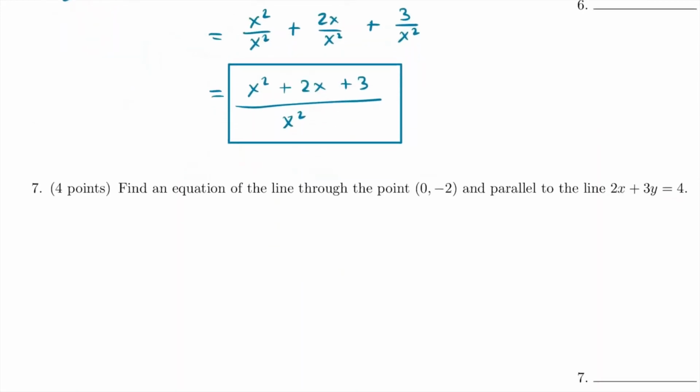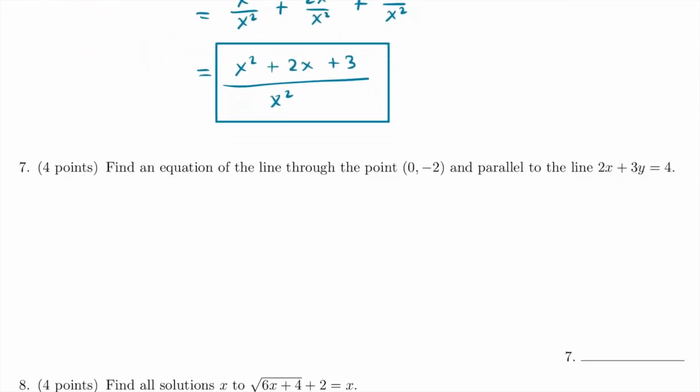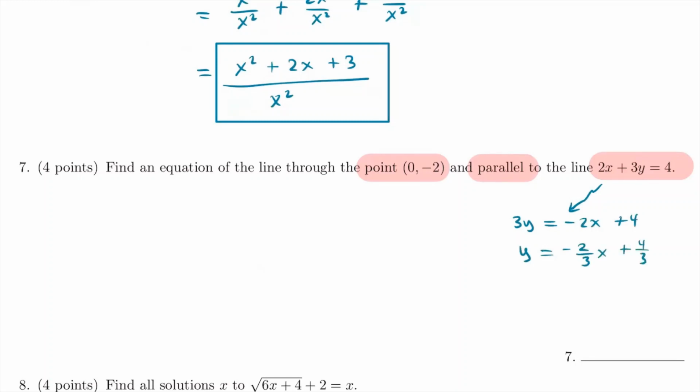All right, moving on to number 7. So for number 7, we're going to find an equation of the line passing through this point and also parallel to this line, which means I need to borrow the slope of this line. Where's the slope? So you're going to write this in mx plus b form. Solve for y. So you will have 3y is equal to subtract 2x plus 4. Then divide by 3. So y is equal to negative 2 over 3x plus 4 over 3.